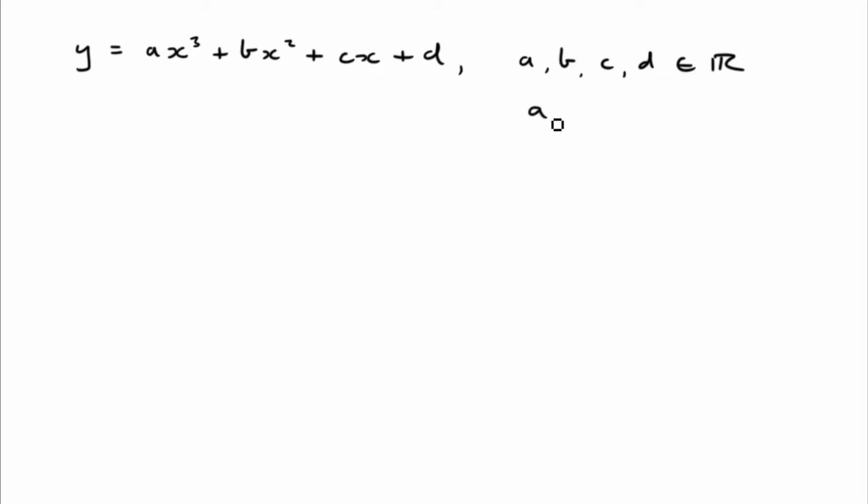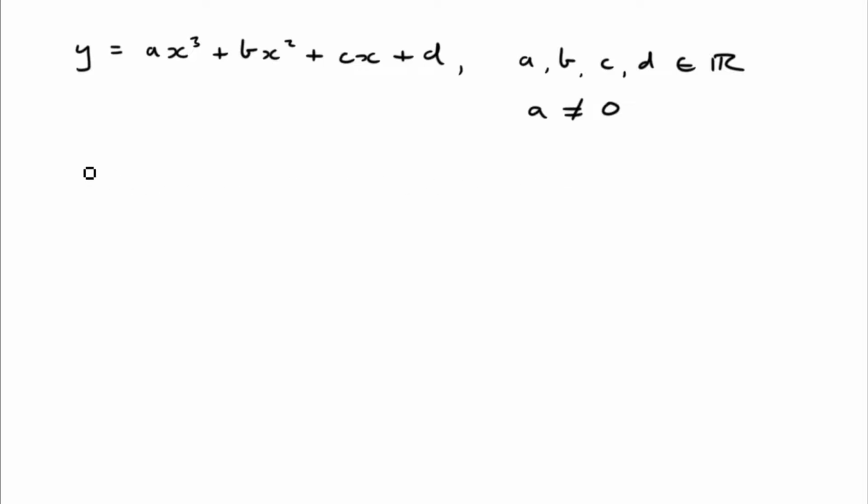A cubic graph is a graph of the form y equals ax cubed plus bx squared plus cx plus d, where the numbers a, b, c and d are all real numbers, and we will need a to not be 0 so that we do have a power 3 for x in the expression. So a cubic graph is a graph with an x cubed term and possibly powers of x lower than that as well. We need to investigate what these graphs look like.